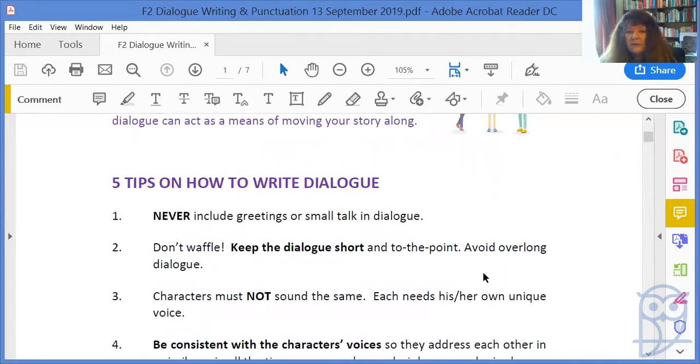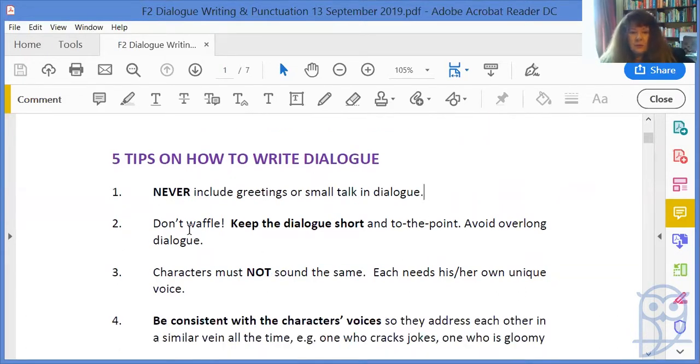Right, here's a few tips on how to write dialogue. Never include greetings or small talk in dialogue. You don't want to waste words in your essay saying, hi, how's it, how are you, and all that stuff. No, that's going to be a bit boring for someone to read because that's just understood. People will say that anyway. So the point is, don't waffle. Don't blah, blah, blah. Keep the dialogue short and to the point. Avoid overlong dialogue. So basically, it's on a need-to-know basis. Only write things that are important about your plot or about your character.